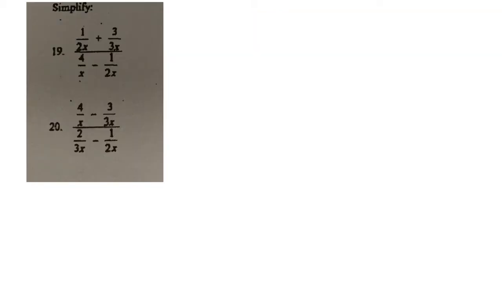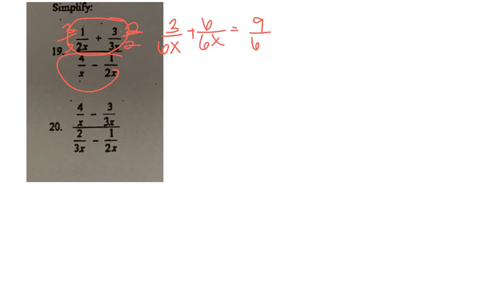Okay, when we have complex fractions, fractions above a fraction, we're going to simplify the top, we'll simplify the bottom, and then we'll divide the answers. So I have 2x and 3x as my denominator. I'm going to multiply this one by 2 over 2, and this one by 3. That'll give me 6x in both denominators. 3 over 6x plus 6 over 6x gives us 9 over 6x.